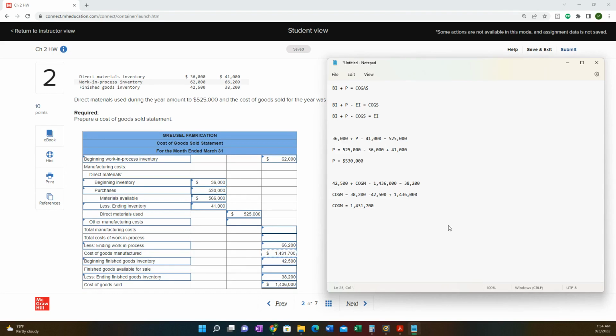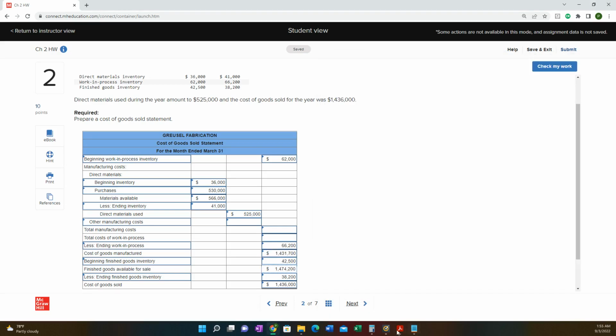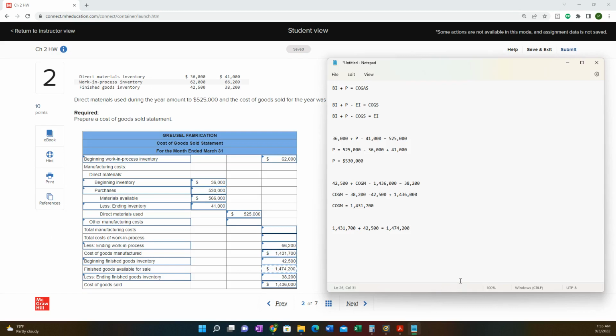Beginning inventory plus purchases equals cost of goods available for sale. So that would be 1,431,700 plus 42,500 beginning finished goods inventory to get 1,474,200 in finished goods available for sale. All right, so we have the top portion of the statement done, the bottom portion done, and so now we just have the 3 amounts in the middle that are still missing.